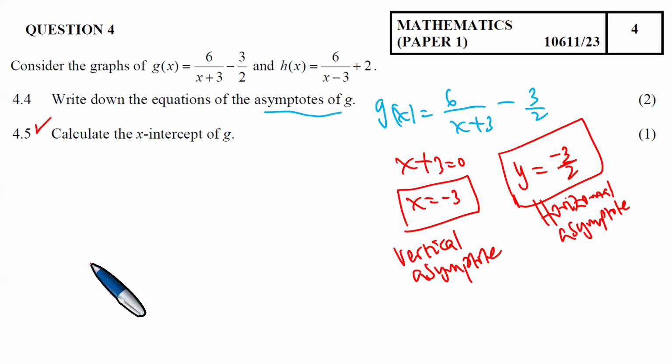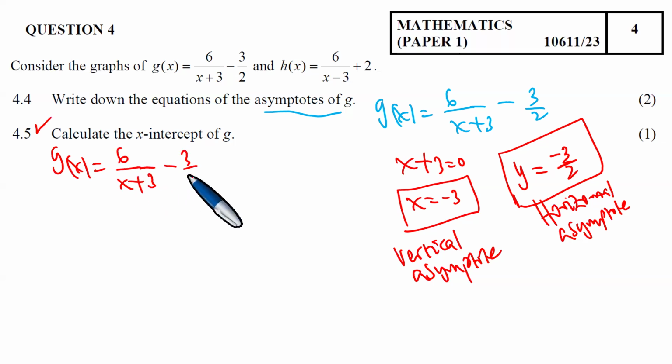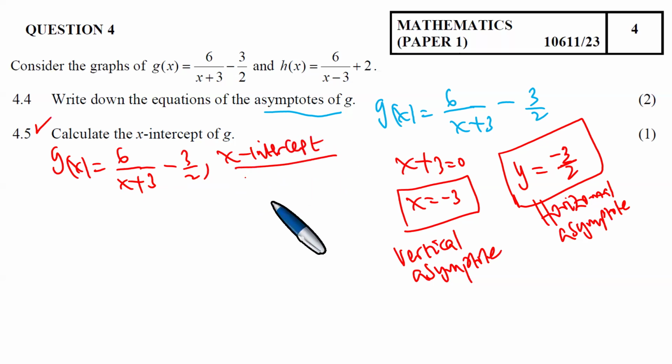Right, 4.5: calculate the x-intercept of g. How do you find the x-intercept of g? What do we do? Anyone? We're looking for the x-intercept, so let y equal 0. To get the x-intercept, you let the other variable be 0. To get the x-intercept, you let y be equal to 0.